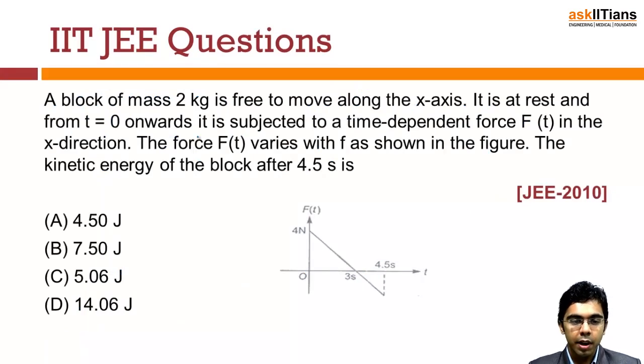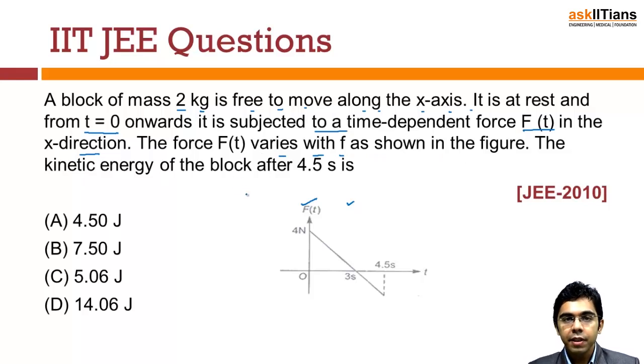A block of mass 2 kg is free to move along the x-axis. It is at rest, and from t equal to 0 onwards it is subjected to a time dependent force F(t) in the x direction. The force F(t) varies with t as shown in the figure. Now find the kinetic energy of the block after 4 seconds.